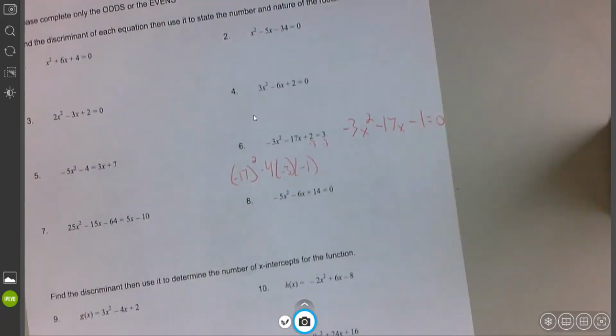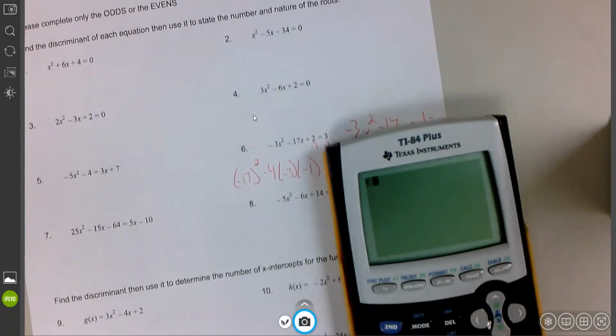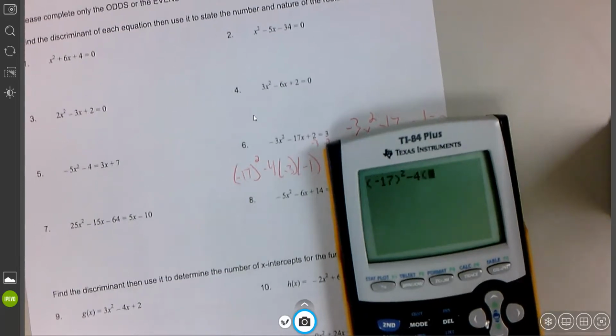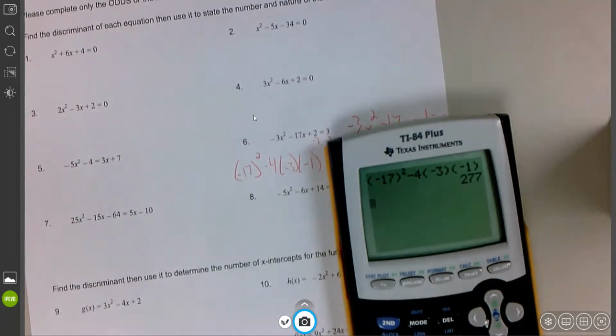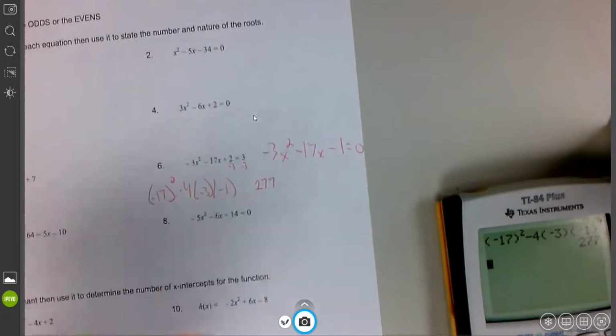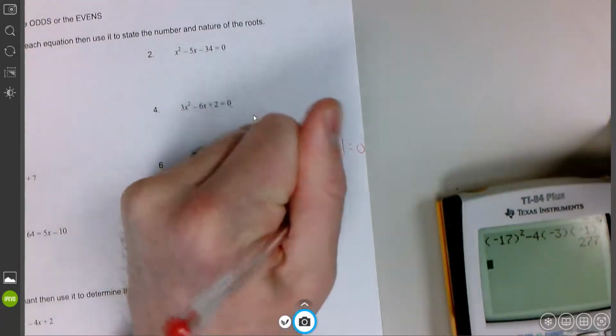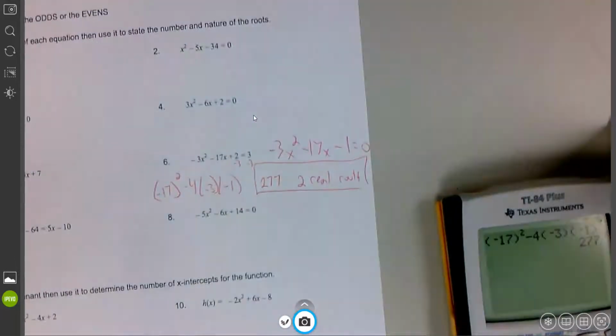This time I'm going to use my calculator. I'm going to use Desmos. That's okay. Go jam this in Desmos exactly as you see it. Negative 17 squared minus 4ac. I hit enter. I get 277. There's my discriminant. That's a positive number, so there are 2 real roots. Bam, bam, bam. That's it.